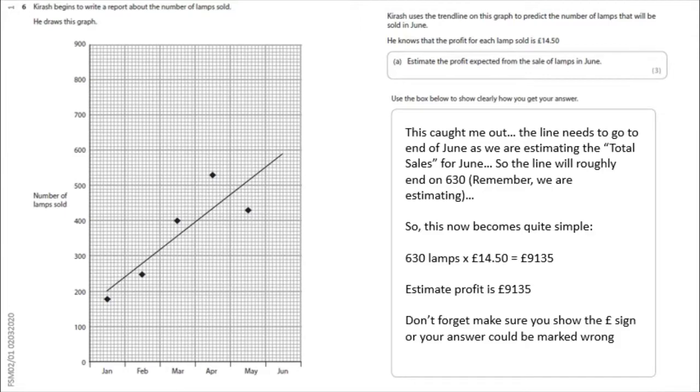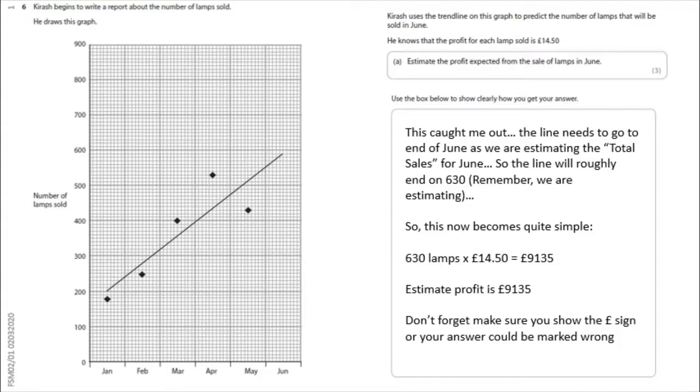Right, so let's look at question 6. You can already see with my comments there quite quickly. This one caught me out when I was originally looking through it. So let's see if I can stop you falling into the same hole, so to speak. So Kirash begins to write a report about the number of lamps sold. Just looking at the left-hand side of the screen now, he draws the graph. We can see we have numbers of lamps sold and months of the year so far. Kirash uses the trend line in this graph to predict the number of lamps that will be sold in June. He knows that the profit for each lamp sold is £14.50. Estimate the profit from the sales of the lamps in June.